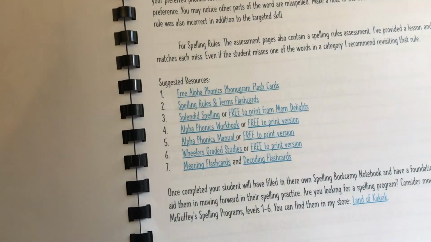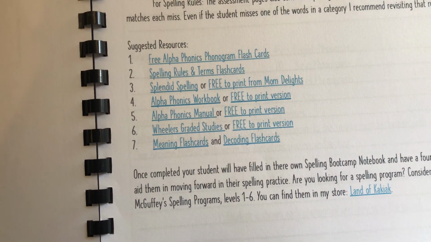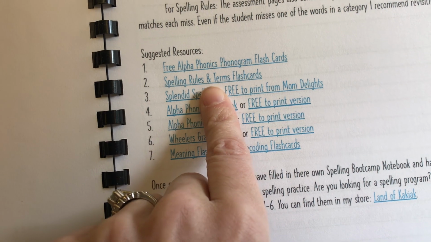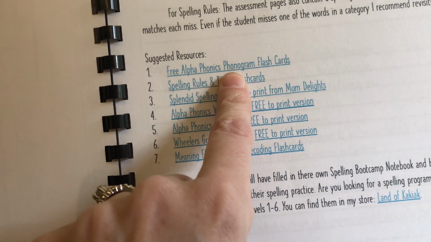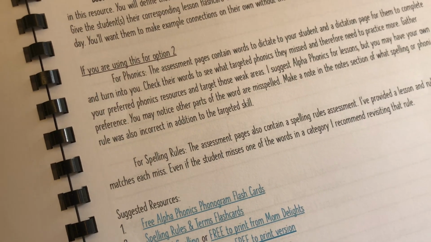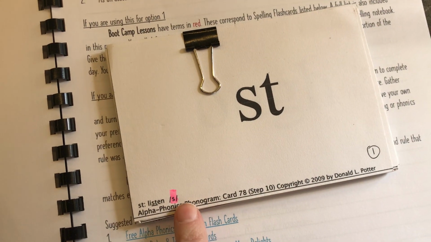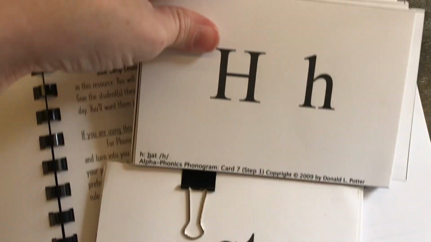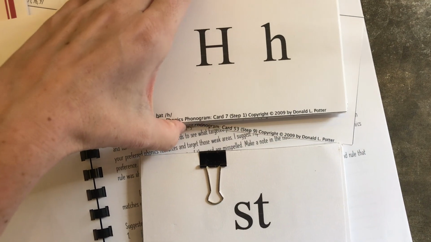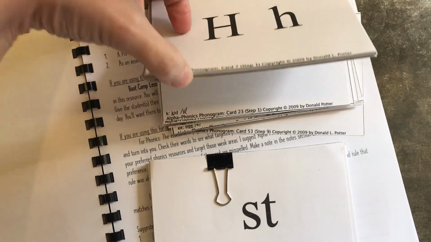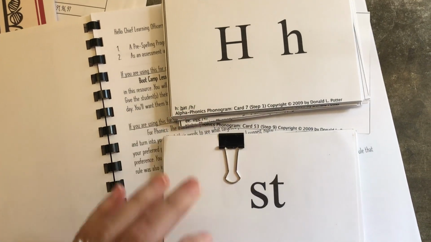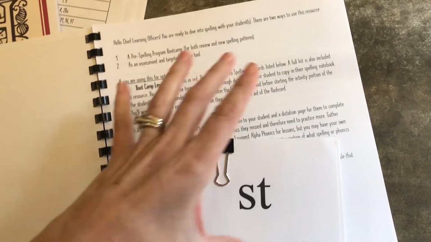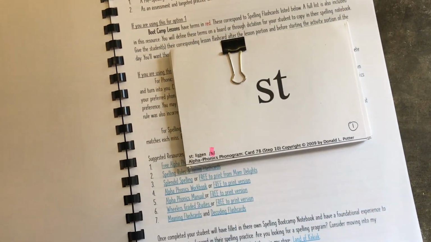Besides this, there are some suggested resources that you might want to use, and these are links. If you open up your document, Don Potter has some free Alpha Phonics phonogram flashcards. I'll show you what those look like. I had my kids go through and, at the very beginning, we did a right pile, wrong pile with these, and they needed to know all of the pronunciations of all the phonograms. I think there's 70 something of them. The ones that were right we put to the side, and we kept the wrong ones for our warm-up time. You'll see how that worked later.